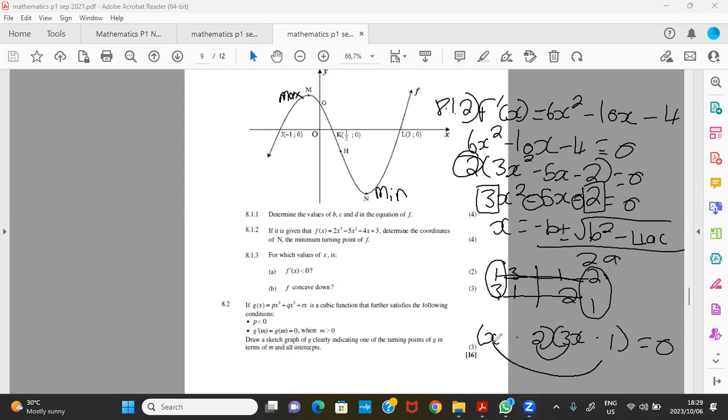2 times 3x, that's 6x. And then x times 1, that's x. So my bigger number is basically here, so my negative will be here and my positive will be there.